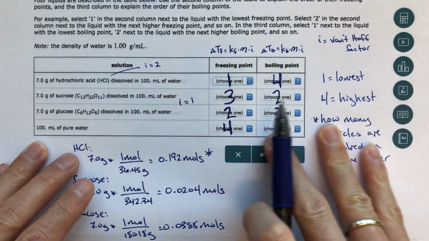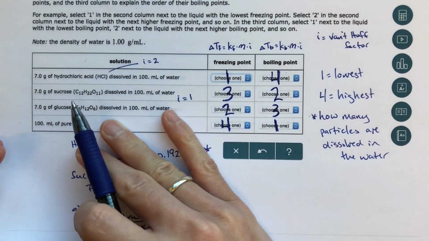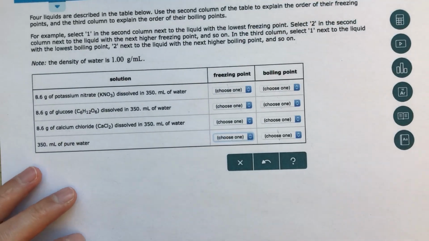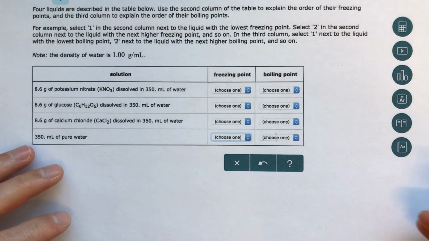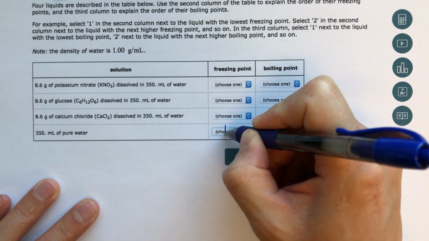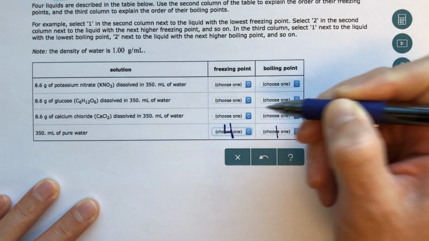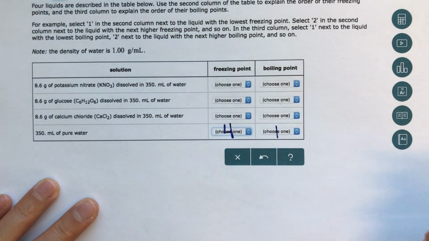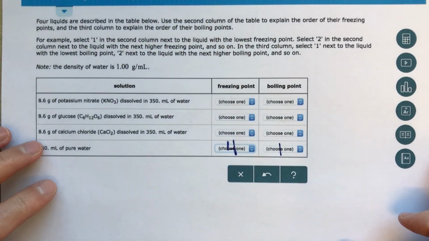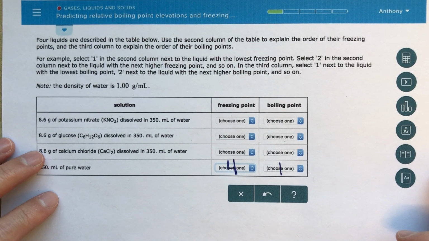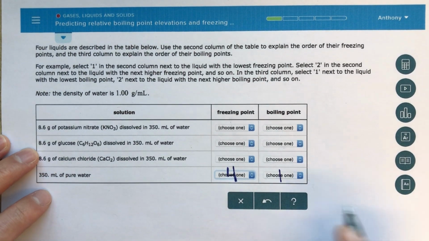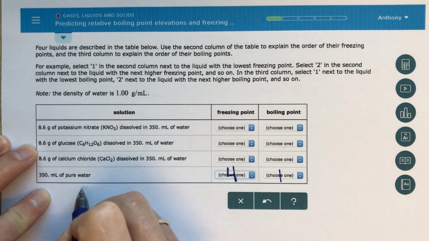Let's do one more example that gets into a few more of the Van't Hoff factor issues. So here we've got the same exact thing. Right away, I guess we could say this is going to be 4, this is going to be 1. We know that because of the way freezing point depression and boiling point elevation work. So let's go ahead and figure out each one of these.